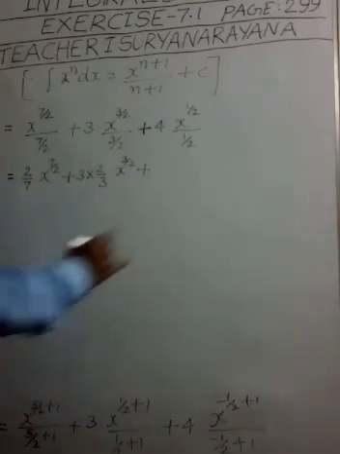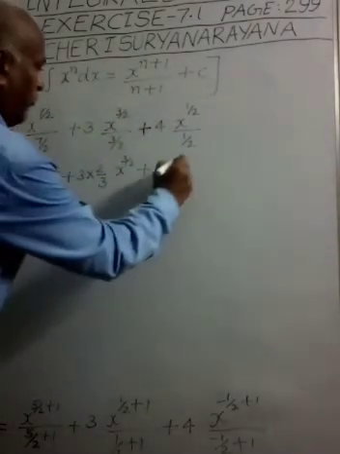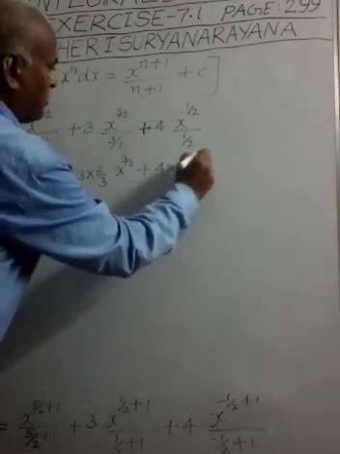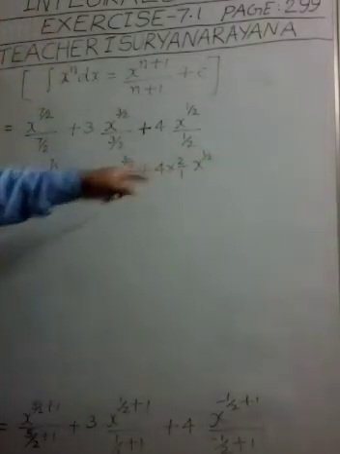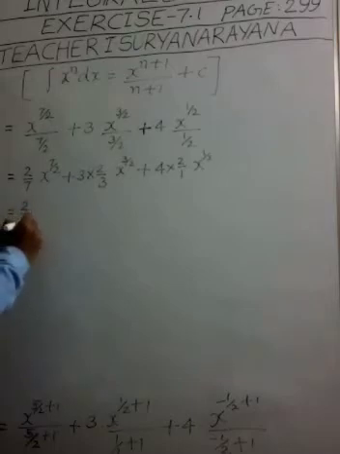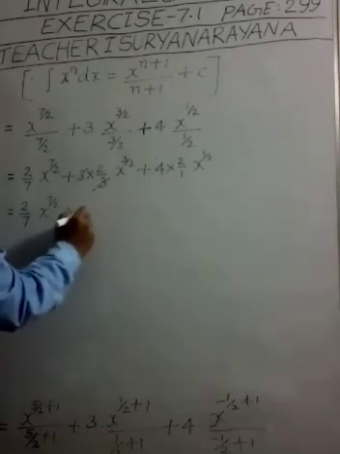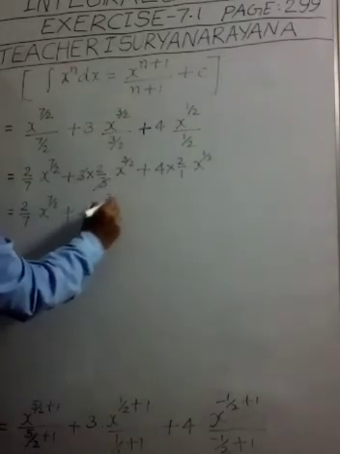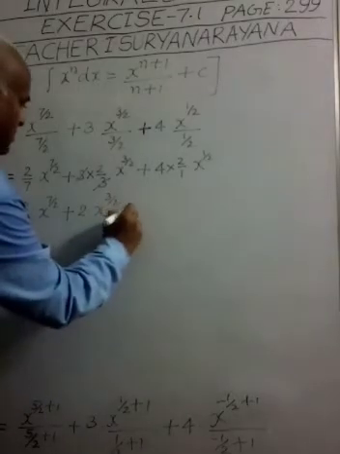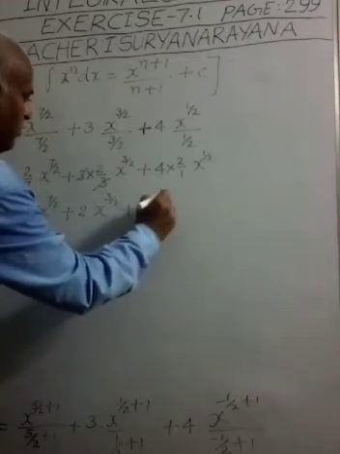Come to the third term. 4 into, here also we write its reciprocal, 2 by 1, into x power 1 by 2. Understood this step, my children? Right. This is equal to 2 by 7 into x power 7 by 2. Let us simplify here. 3 gets cancelled. Plus 2 into x power 3 by 2, plus 4 twos are 8, 8 x power 1 by 2.